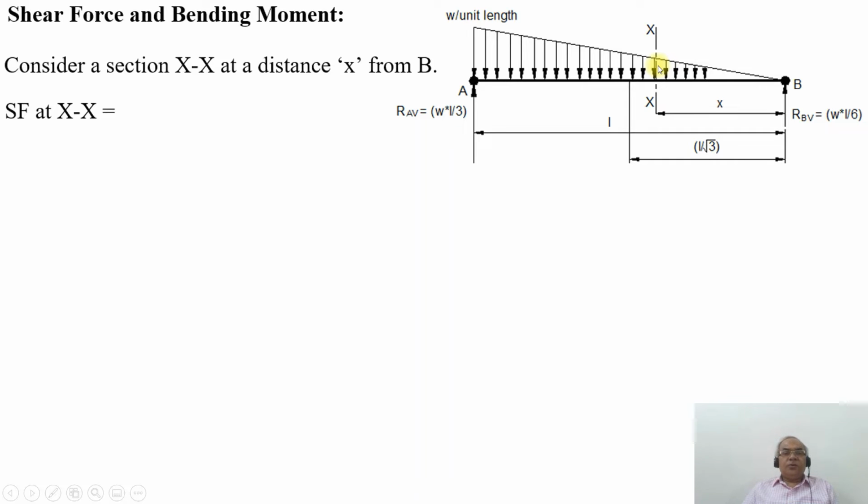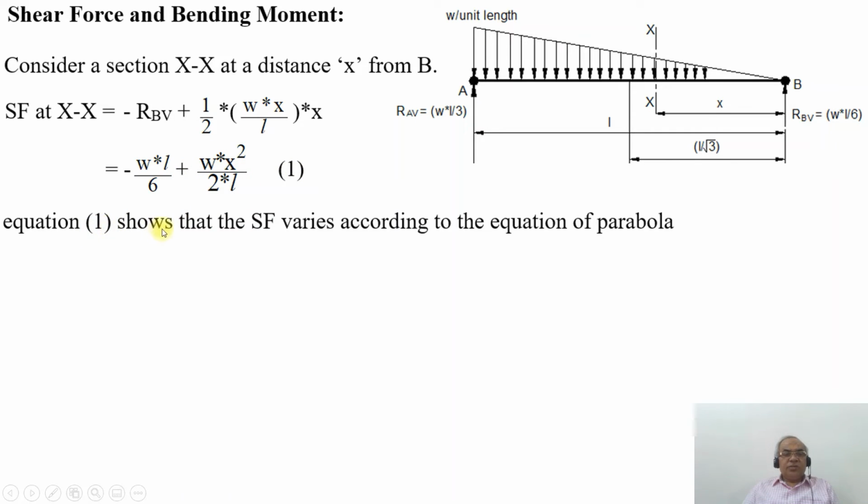So that will be equal to minus RBV plus half into, so this is W by L equal to XX by X. So W into X by L will be the height of this. W into X by L is the height, into the base X. Therefore, that will be equal to minus W into L by 6, because we substitute the value of RBV as WL by 6, plus half into WX square by L. In other words, WX square by 2L. Call this equation 1.